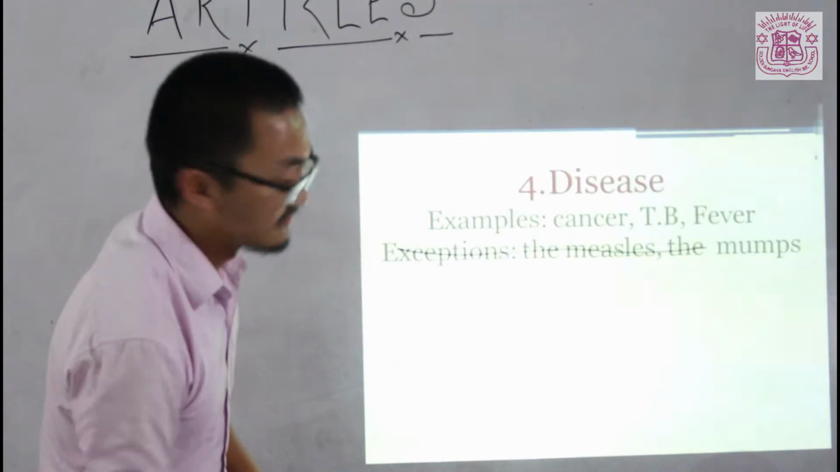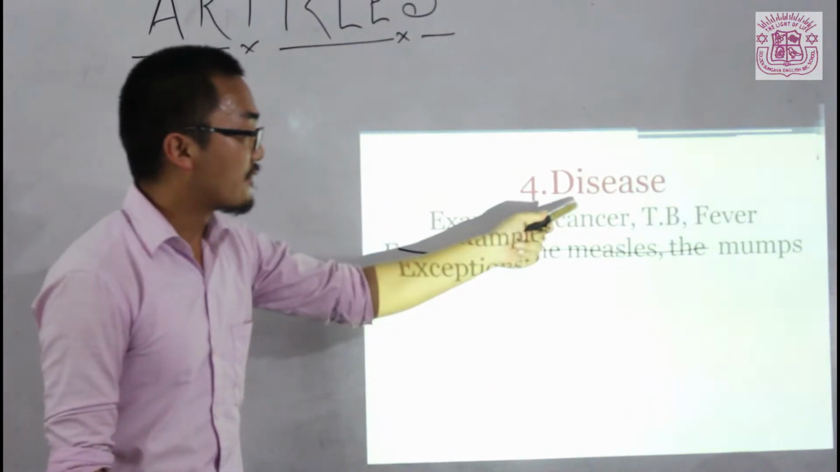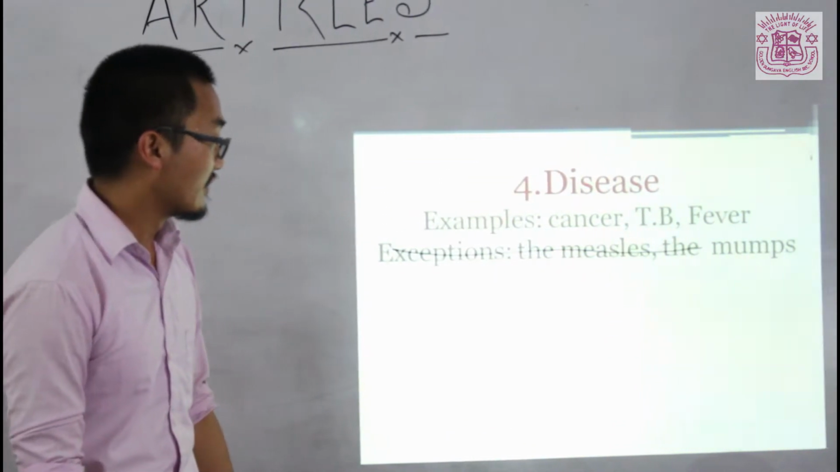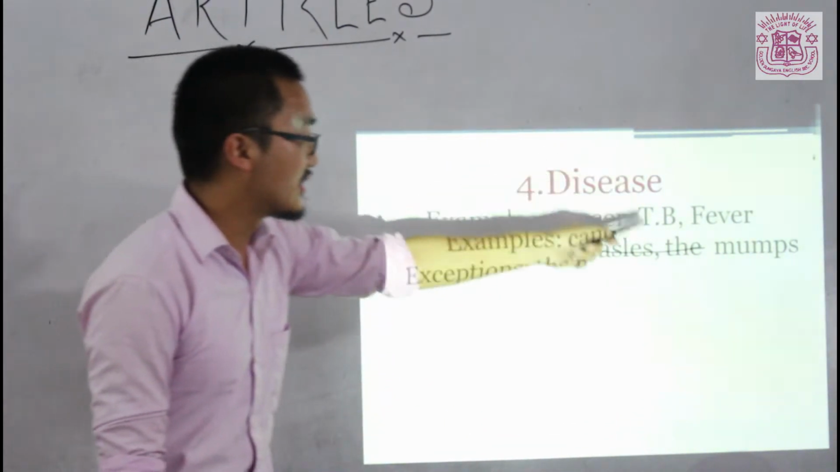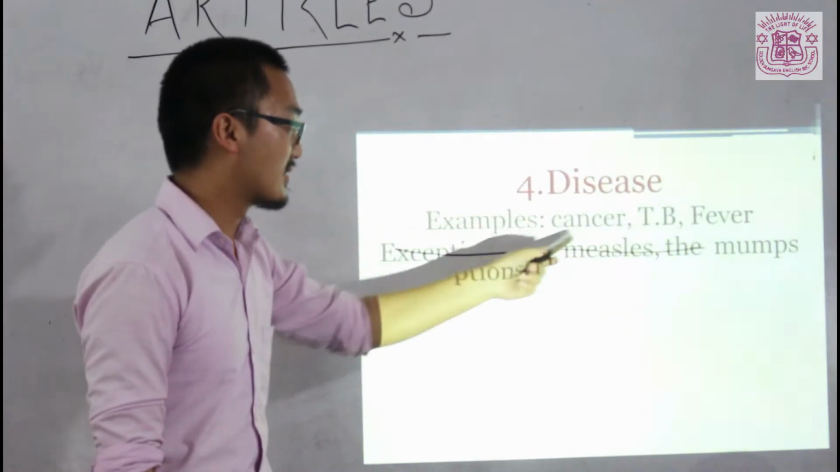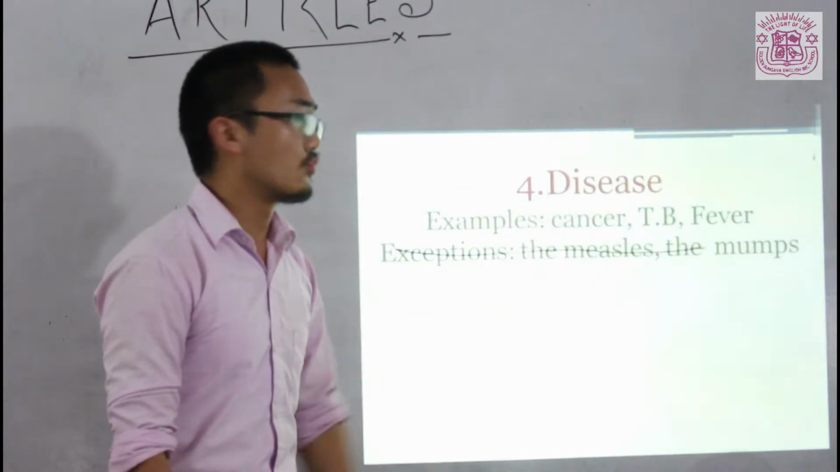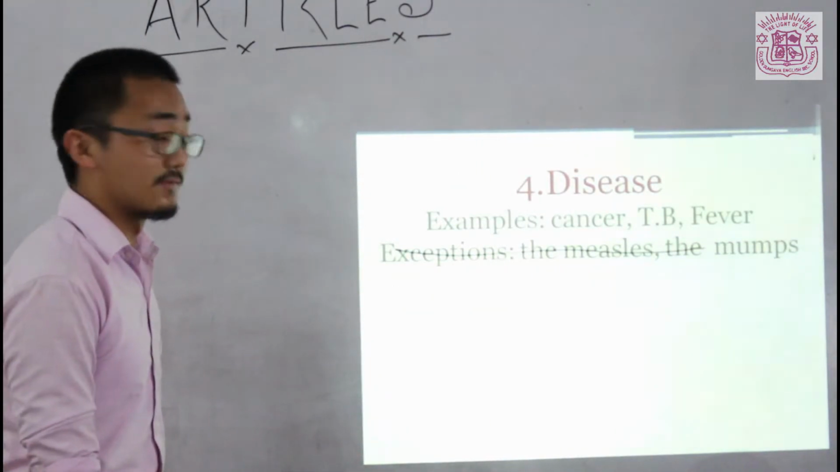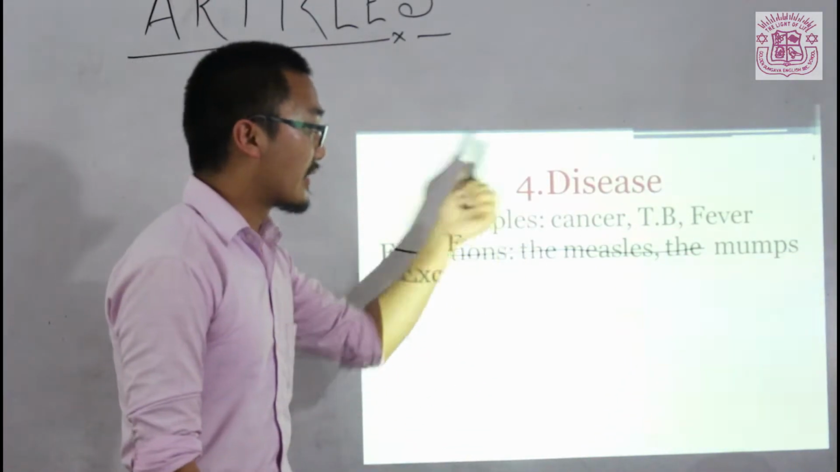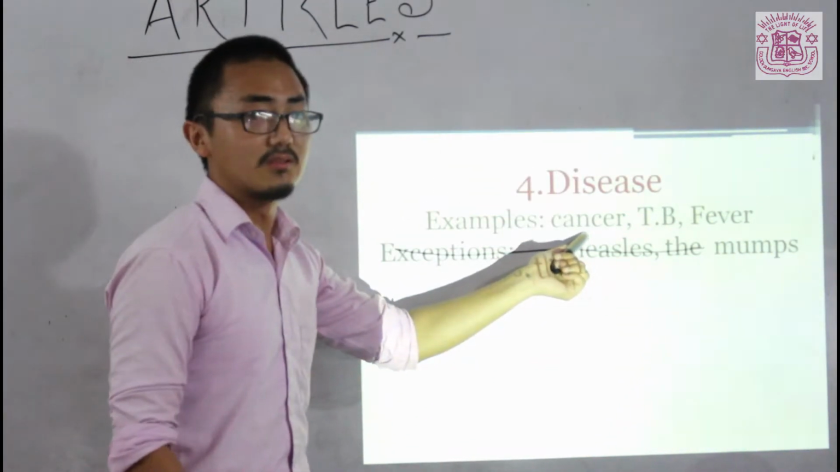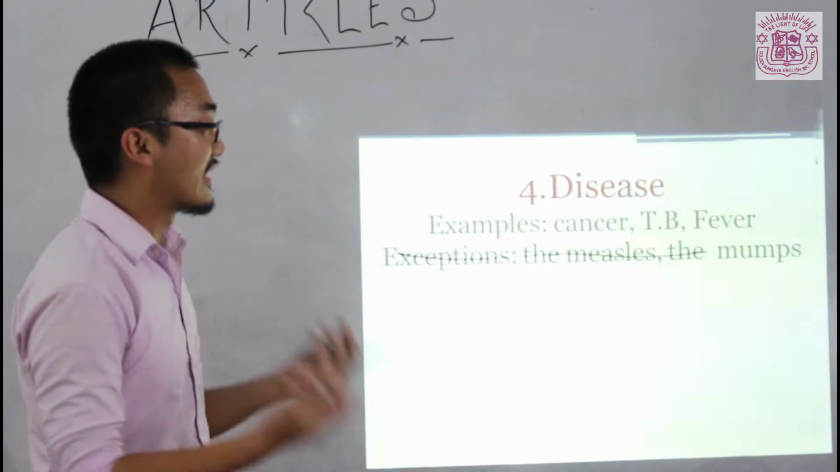Okay, similarly there is no use of articles in front of disease as well. For example, you can see here cancer, TB, fever. Those are some examples of disease. In front of those words also we don't use any kind of articles. For example, generally we say, I am suffering from cancer. We don't say I am suffering from the cancer, or from a cancer.